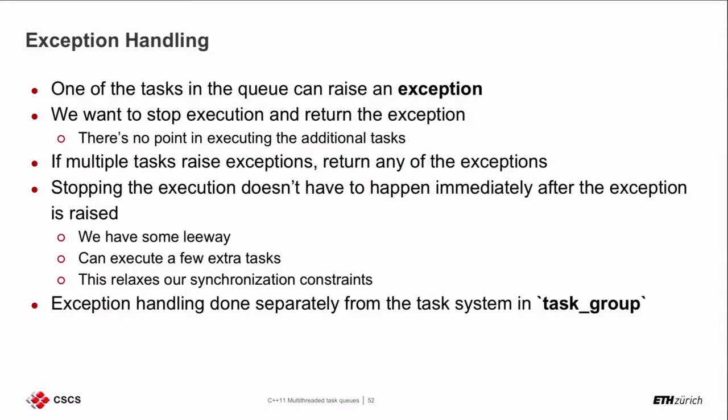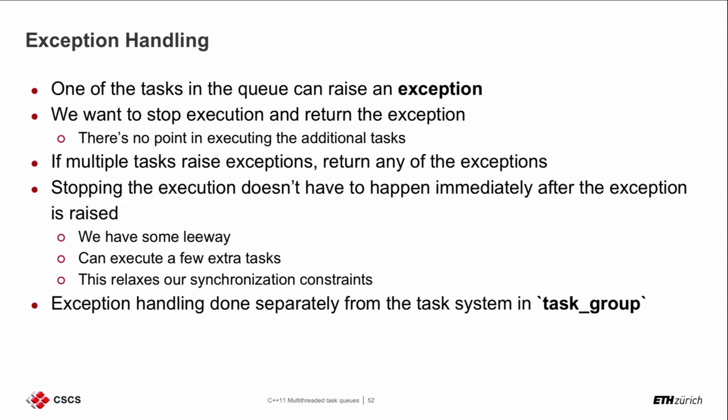So, like I said, any one of our tasks can raise an exception. And when an exception is faced, we don't want to execute the rest of our tasks. We want to stop and return whatever exception we have. Of course, multiple tasks can raise exceptions. In that case, we don't really care which exception we return. We just return one of them.